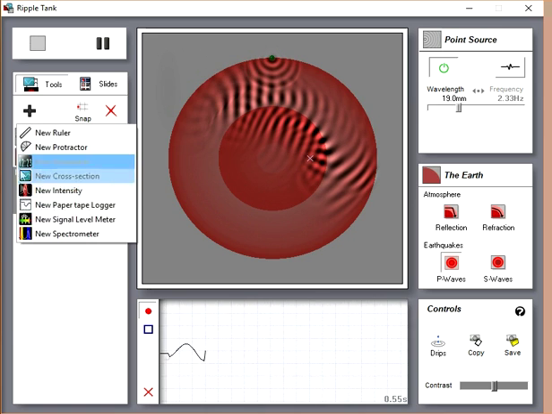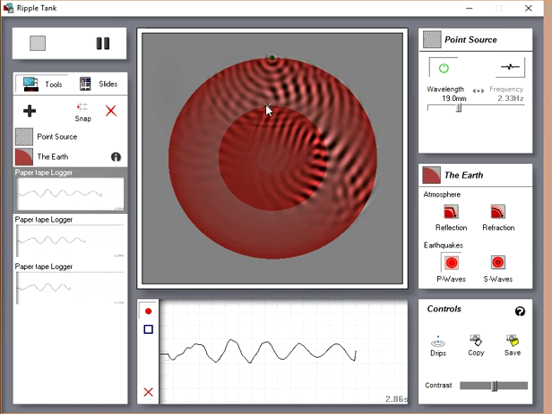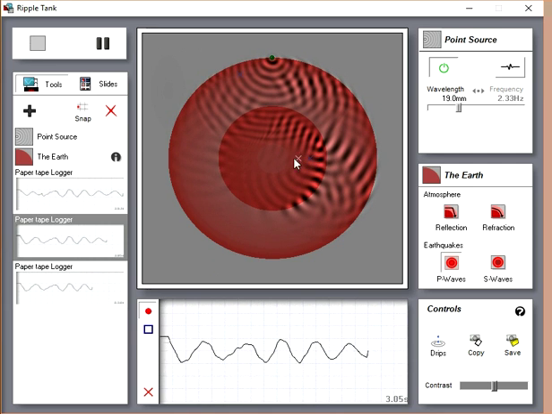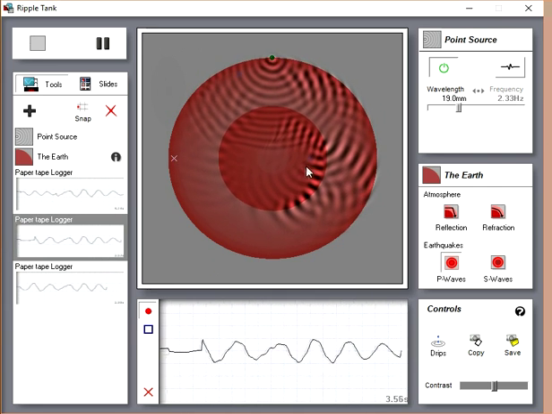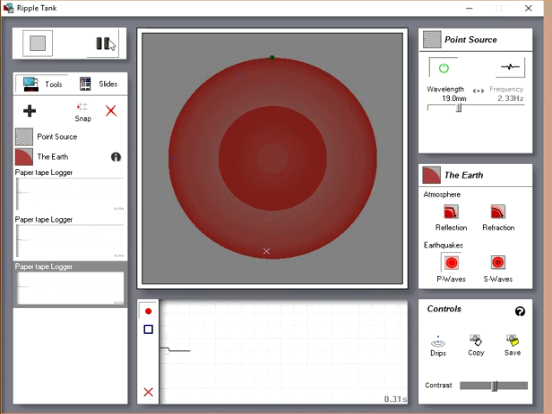Earthquakes in the structure of the Earth can also be investigated. This is showing how paper tape loggers can be used to measure the strength of the earthquake and the time it takes to get to different parts of the Earth.